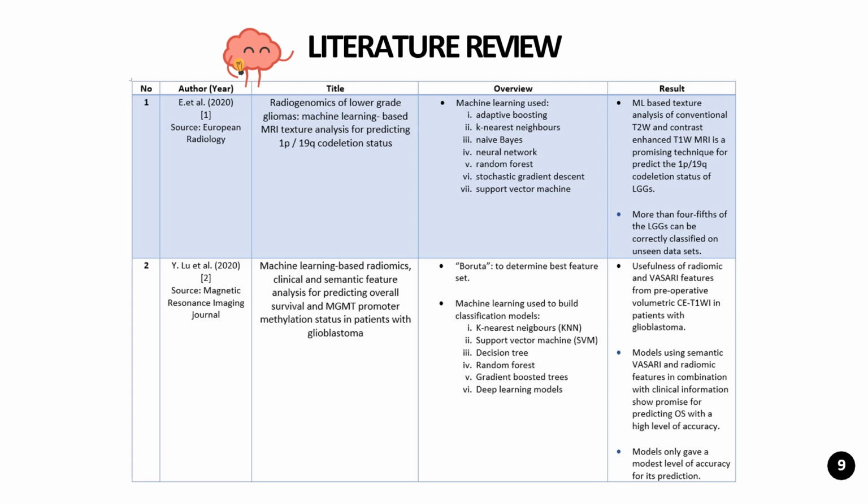For example, the adaptive boosting, the k-nearest neighbors, Bayes neural network, random forest, stochastic gradient descent, and support vector machine. So the result is that the machine learning based texture analysis of conventional T2W and contrast enhanced T1W MRI is a promising technique for predicting the status of the brain tumor. And more than 4/5 of the LGGs can be correctly classified on an unseen dataset.